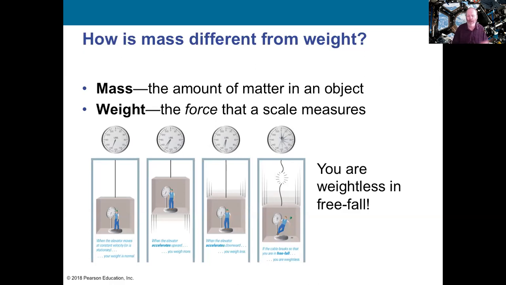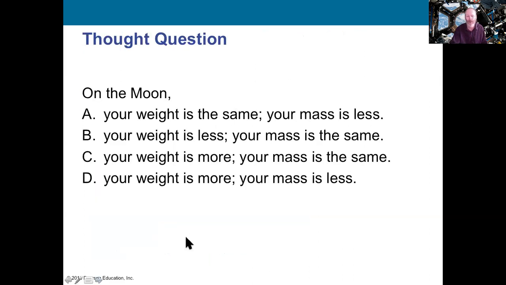If you're actually falling, like if you were in the elevator here, unfortunately, it snapped there. See, he's sort of in the air. He's weightless while he's falling until he hits the ground. Then suddenly, boom, it catches up with you. So you don't want to do that as your weight loss program.